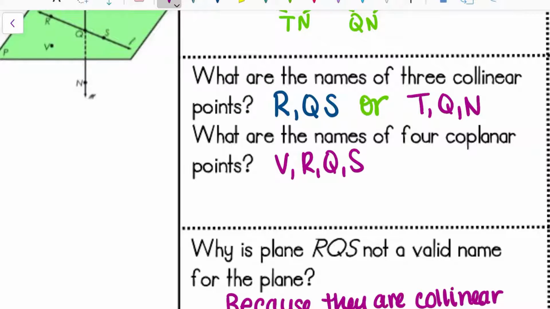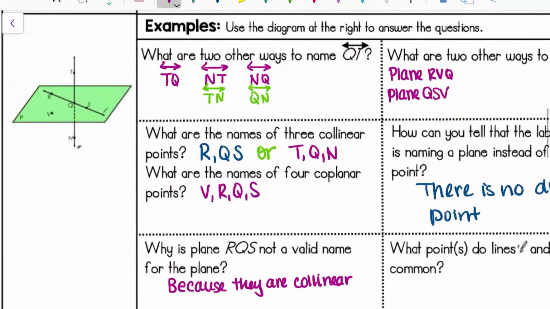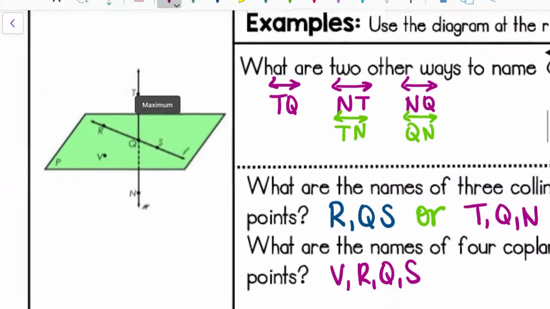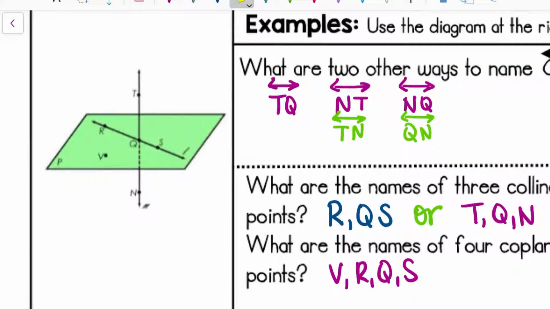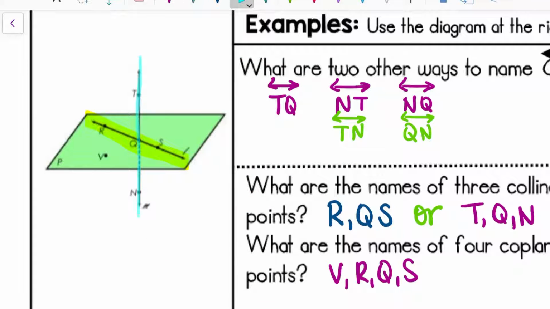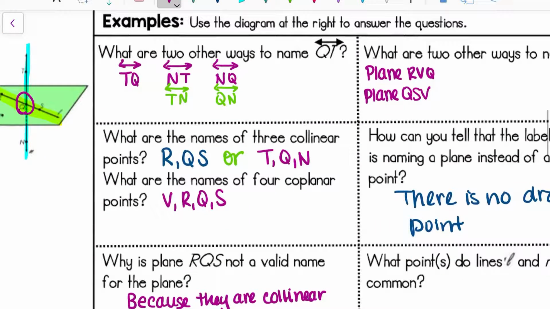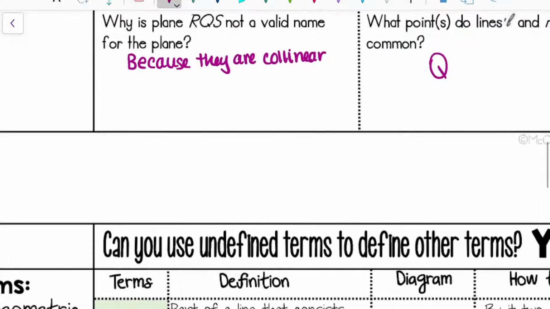Okay, next question. What points do lines L and M have in common? Well, if we look here, line L is this one right here, and then we have line M, which is this one right here. They intersect here at point Q, so that is the point they have in common. So it is Q.